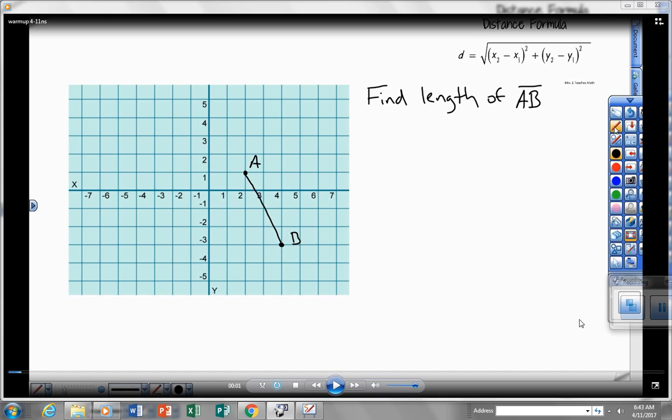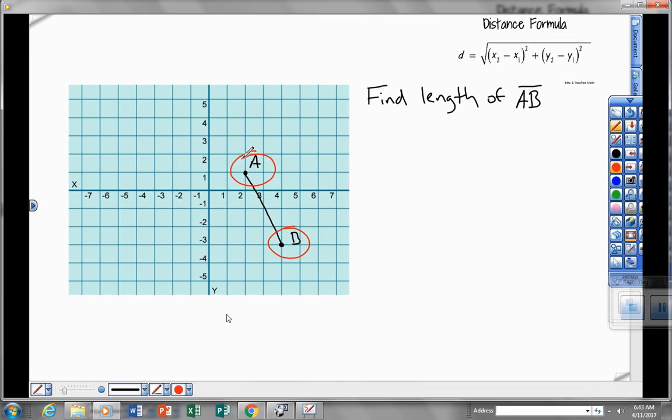Okay, for today's warm-up, I'm going to have you find the length of this line segment AB using the distance formula, where you plug in the coordinates into this formula for X and Y. First step, I'm going to have you write the coordinates of both points. So again, know your coordinates.